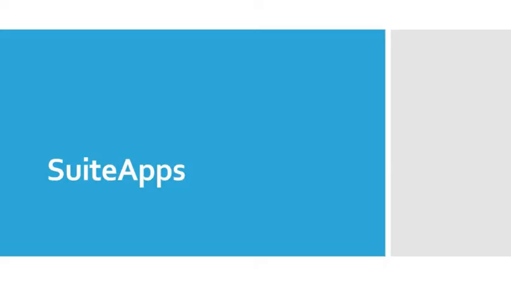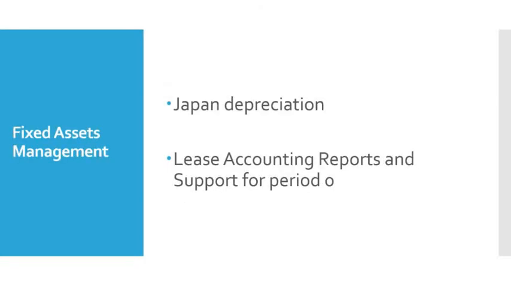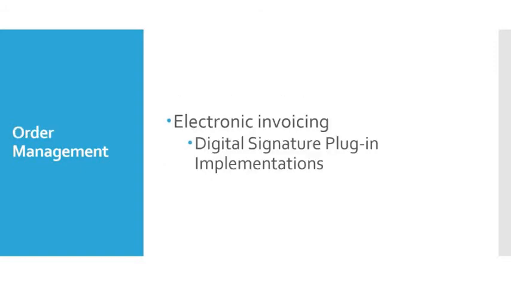Now we'll go through a few SuiteApps worth mentioning. Suite Approvals is now extended to expense report and sales order records. It also now has custom support for sales order approvals. For those doing business in Japan, Fixed Assets Management has enhanced Japan depreciation. It also has lease accounting reports and support for period 0. The Order Management Suite app now has electronic invoicing that has digital signature plugin implementations.